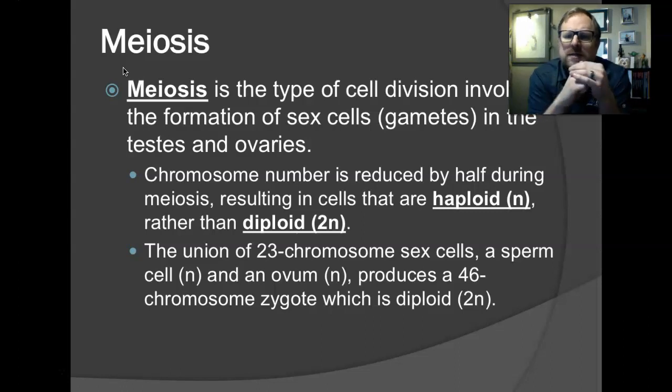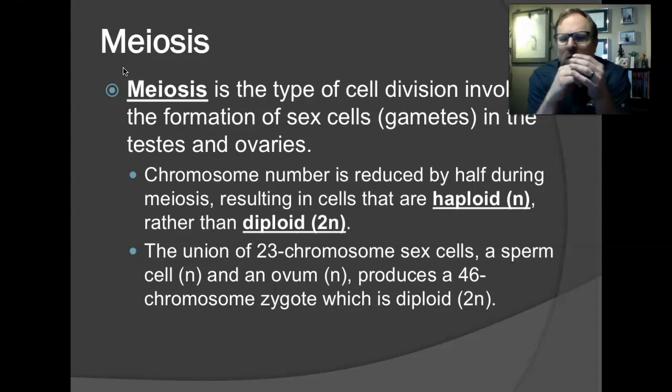So in meiosis, chromosome number is reduced by half, and the resulting cells are now haploid, or N, rather than diploid, or 2N. I want you to think of 2N as having a full complement of DNA: one chromosome from your mother, one from your father, making a pair. Haploid is one of those two, could be this one, could be this one, taken away to create the gamete, leaving one chromosome from either your mother or your father.